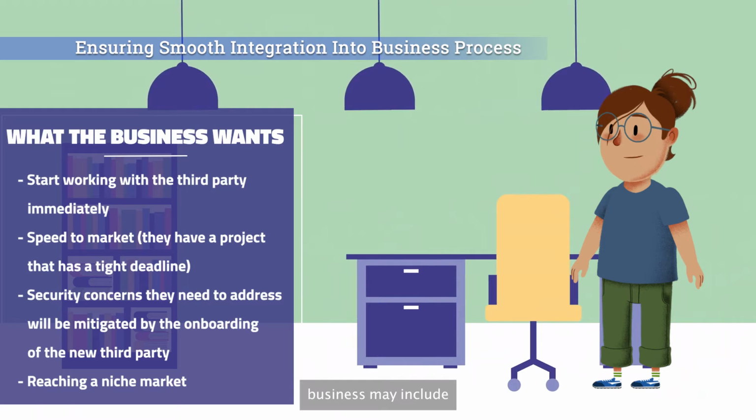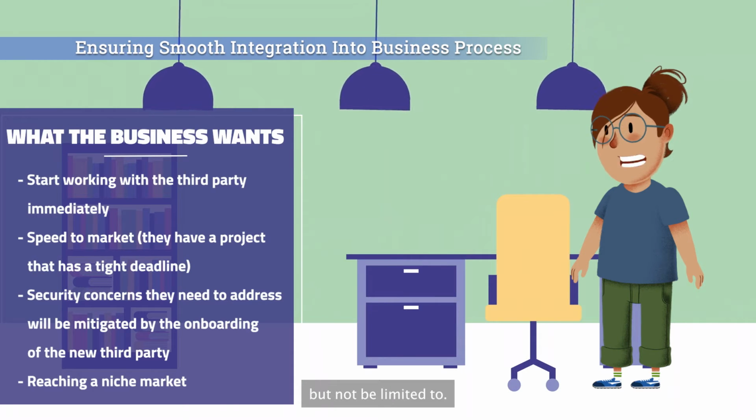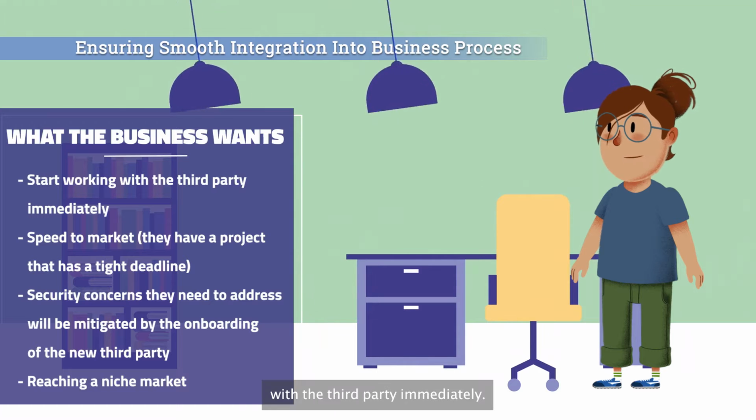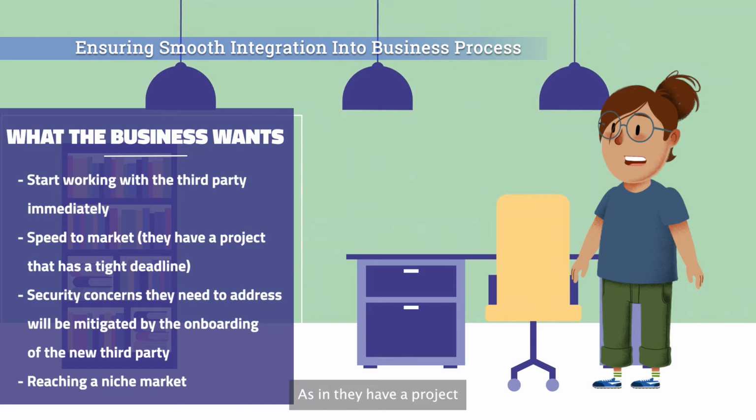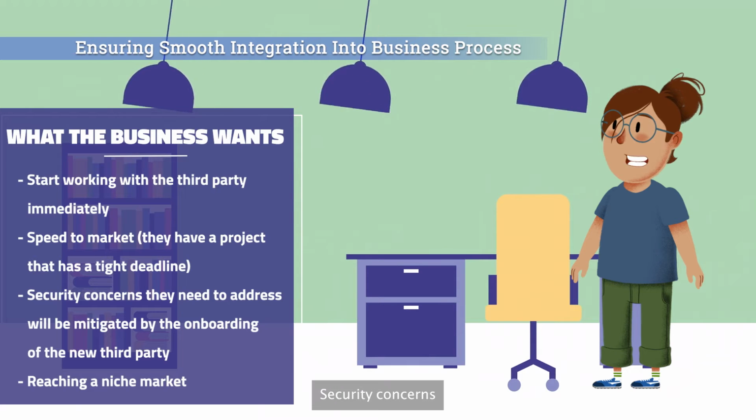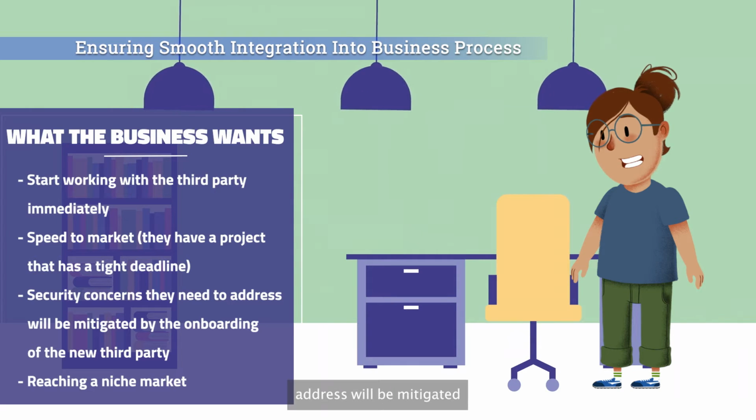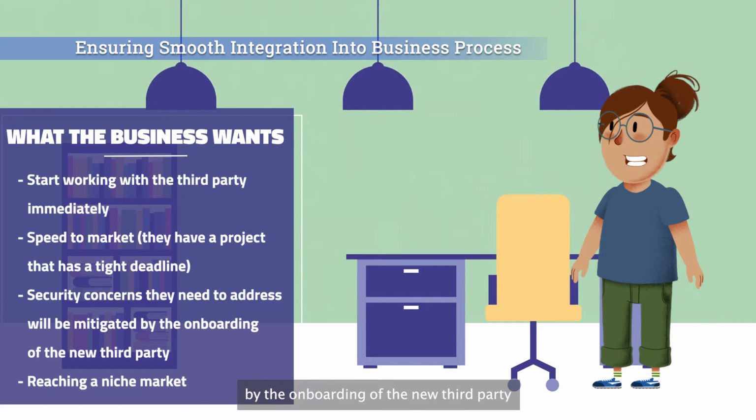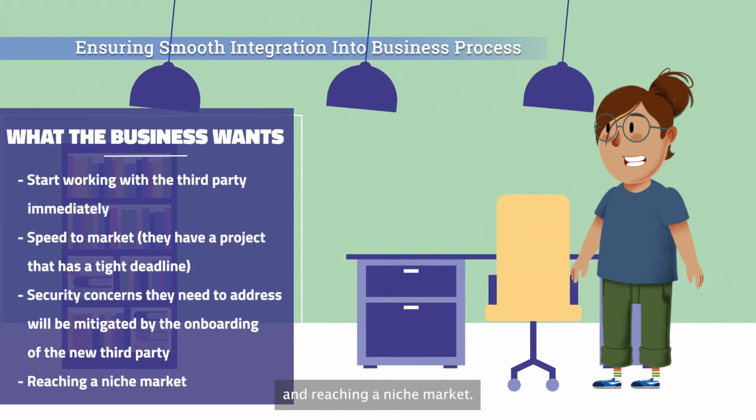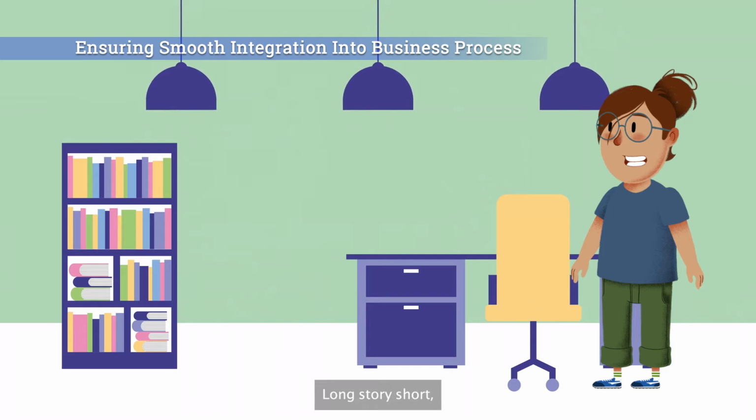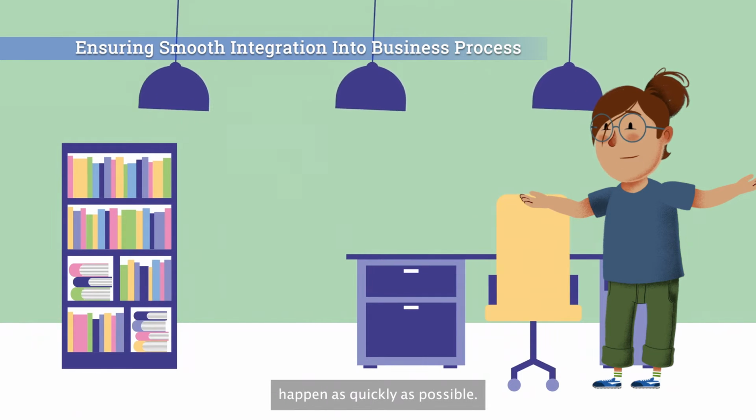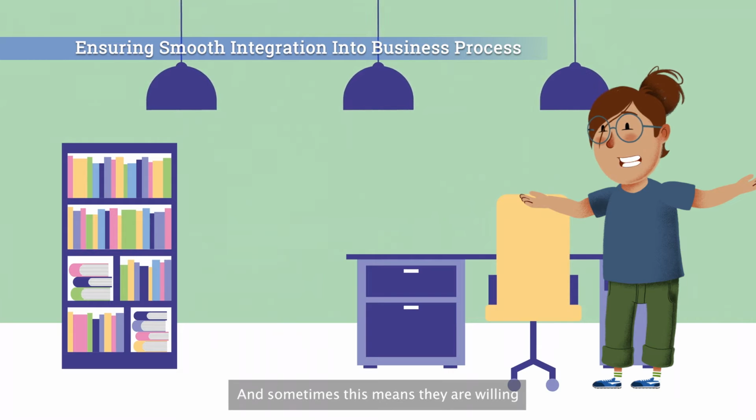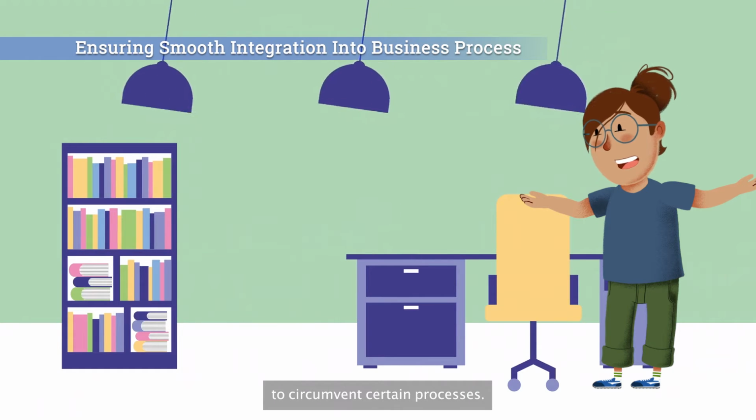Some immediate needs of the business may include, but not be limited to: start working with the third party immediately, speed to market, as in they have a project that has a tight deadline, security concerns they need to address will be mitigated by the onboarding of the new third party, and reaching a niche market. Long story short, the business wants to know how they can make implementation happen as quickly as possible, and sometimes this means they are willing to circumvent certain processes.